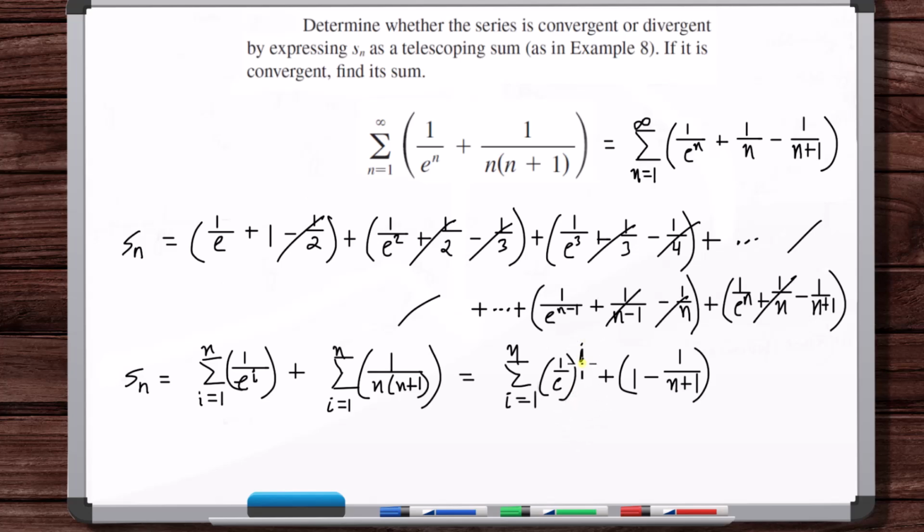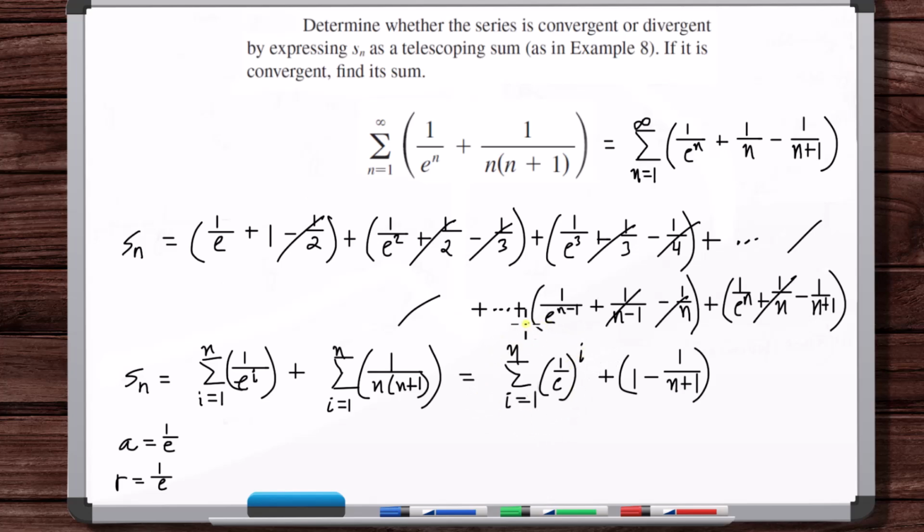Okay, but it's not in that form where this is to the i minus 1 where we can see what the first term is, but we see the common ratio is 1 over e. So what's the first term? When i is equal to 1, the first term is 1 over e. So we have a is equal to 1 over e, and r is equal to 1 over e. Okay, what is this equal to, though?